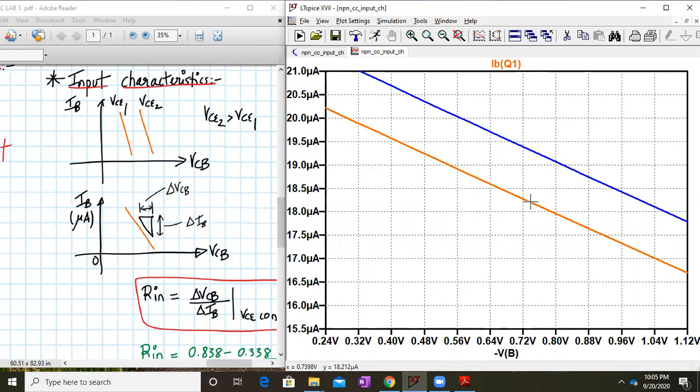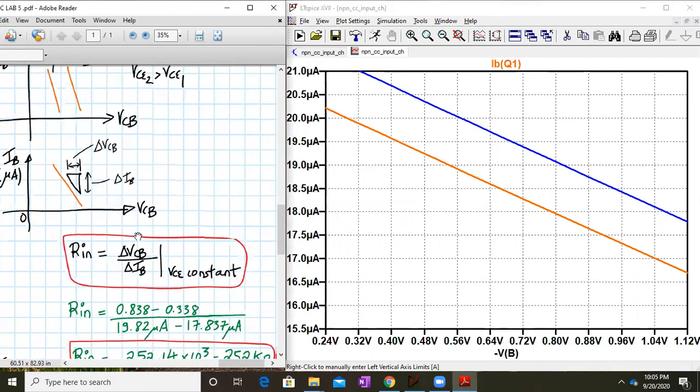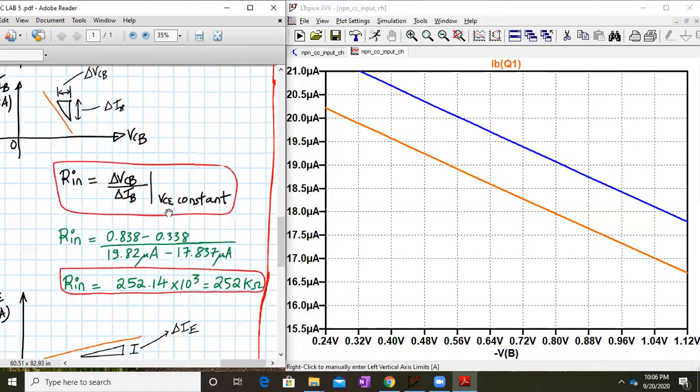So basically here, how will you calculate Rin? Rin will be the change in VCB upon the change in IB. So here you have to do VCB2 minus VCB1, divided by IB1 minus IB2, because the slope will come out negative, so we have to take care of it. If we evaluate this, the Rin will come out to be extremely high. I'm getting around 252 kilo ohms.